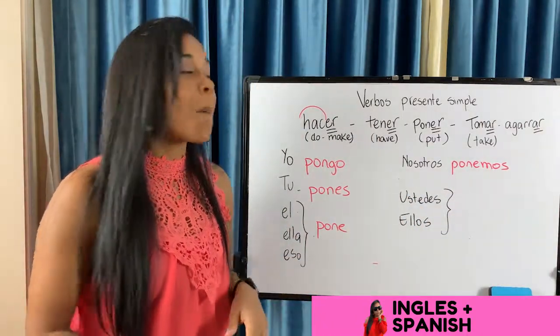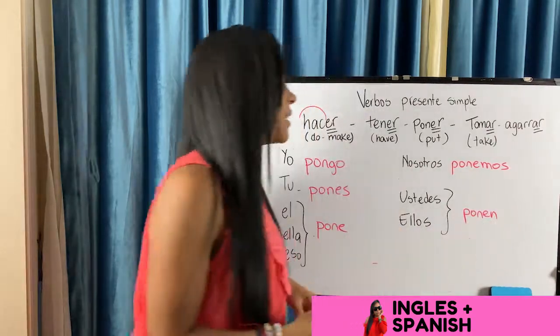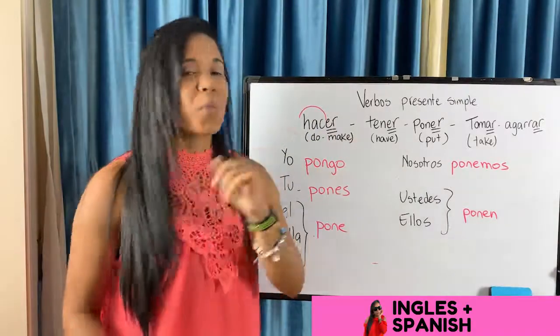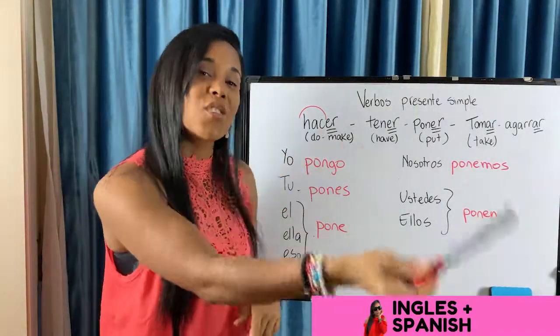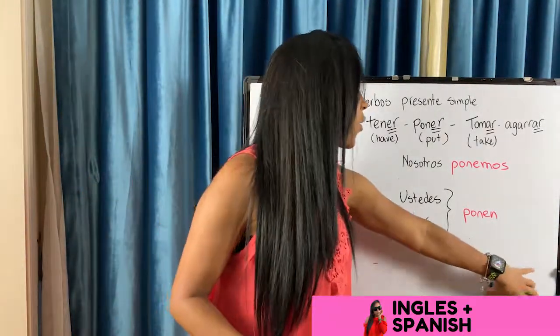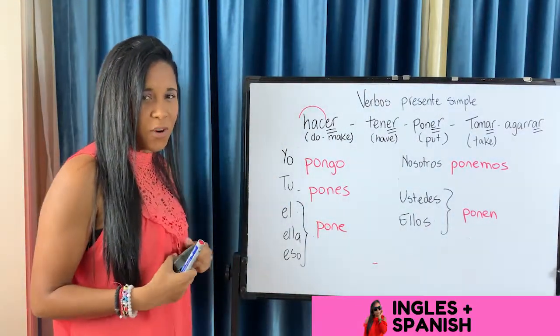Ustedes y ellos ponen la mesa. Ponen la mesa. Okay, so ustedes ponen la mesa, ellos ponen la mesa. Okay, ellos ponen un marcador sobre la mesa. Okay, good. Now let's go to, we know how to do the negative form, right?